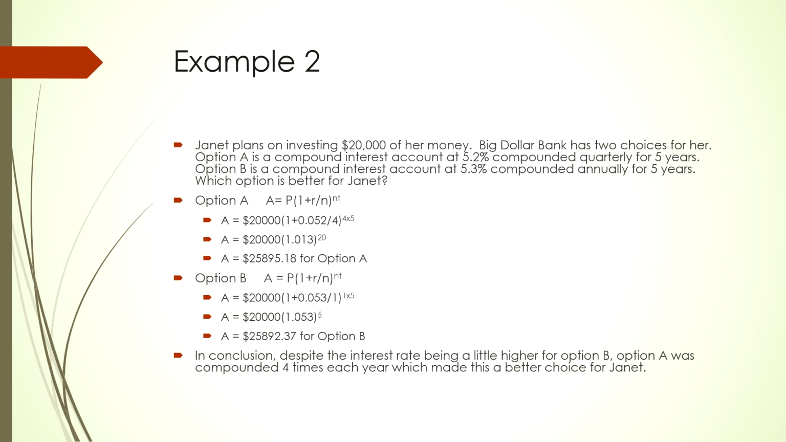And so in conclusion, despite the interest rate being a little bit higher for option B, option A was compounded 4 times each year, which made this a better choice for Janet by, looks like, almost $3.